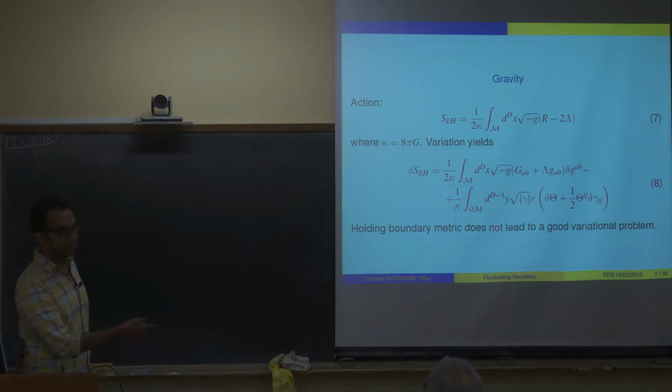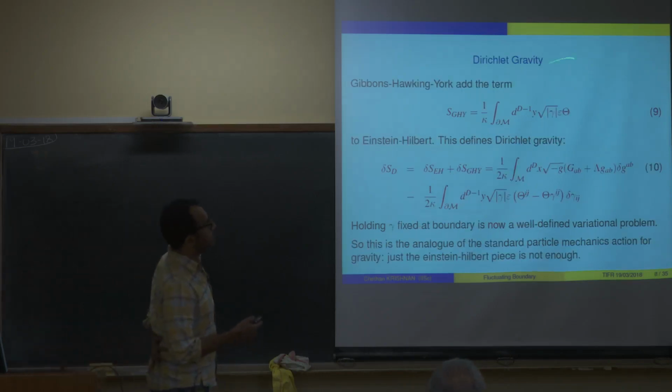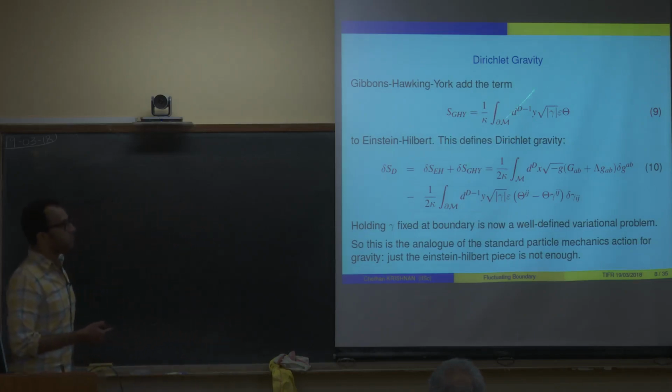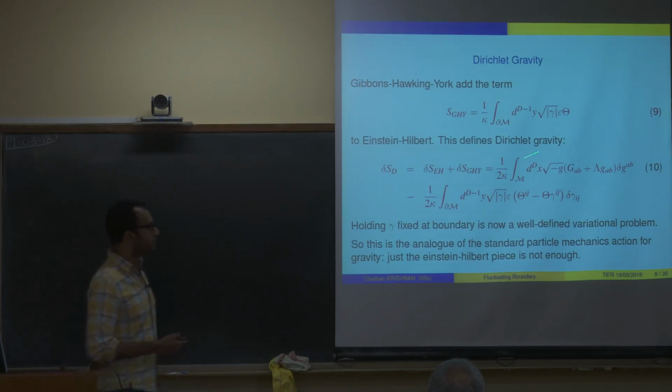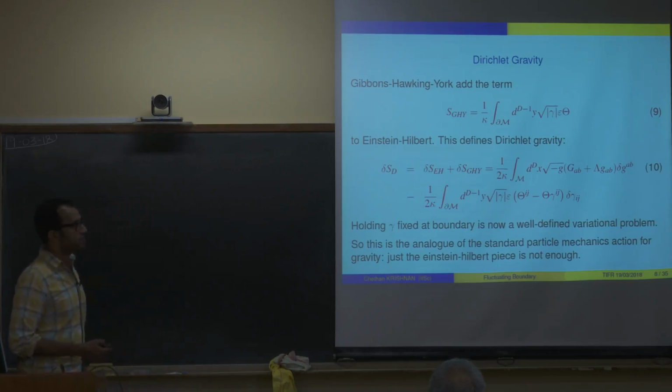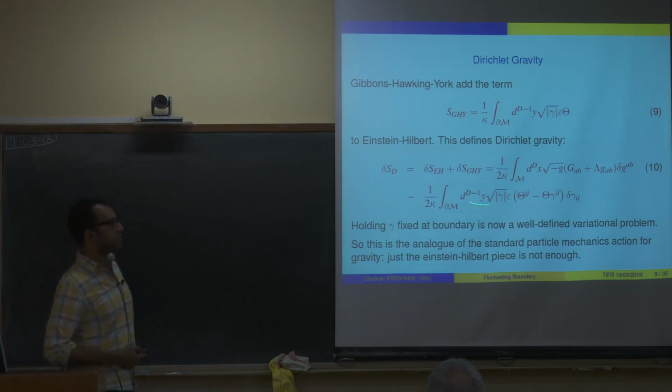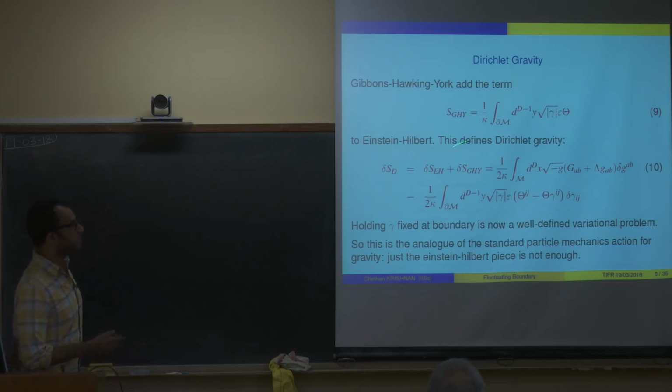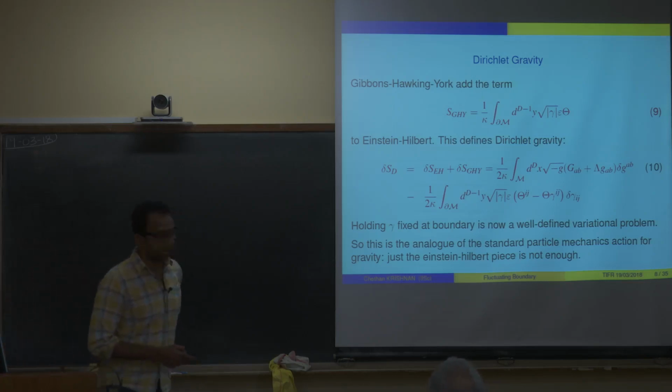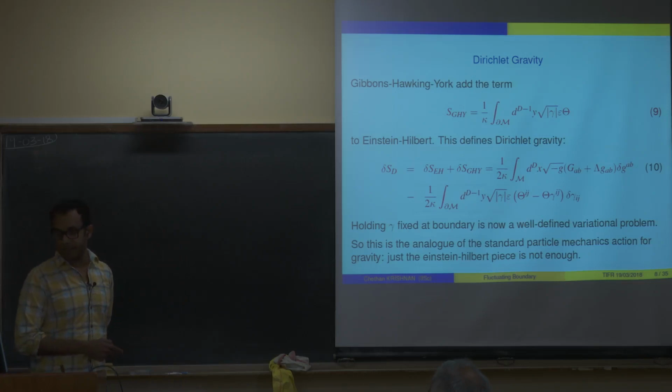That's the situation here. So the remedy is that you add this piece. This was first written down by York, and then also by Gibbons and Hawking in a famous paper. And if you go through the algebra for the variation of the combined thing, you find this. Epsilon is just there to keep the boundary time-like or space-like, it doesn't matter. Apart from that, it's just the standard variation of the Gibbons-Hawking-York action. And you find that if you set delta gamma ij equal to 0, then there is a well-defined variational principle, and we get the equations of motion. So this is the standard analog of the particle mechanics action for gravity.